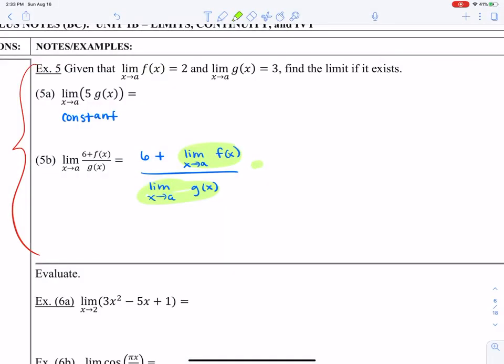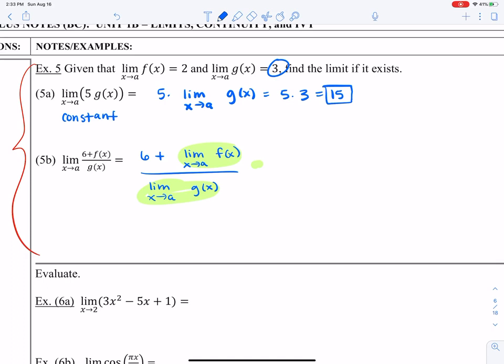So let's check our work from example 5. I'm hoping that you not only showed this notation, but got the correct answer. You moved the 5 to the outside, and then said 5 times 3 is 15 for a limit of 15.